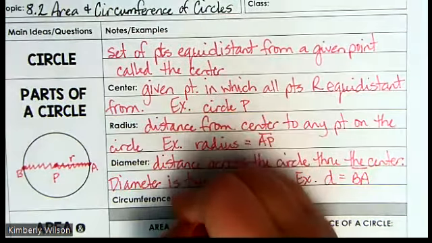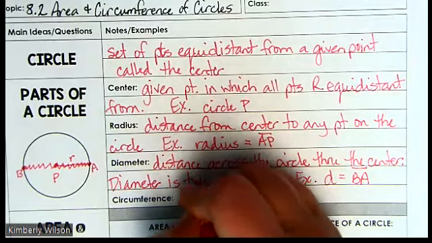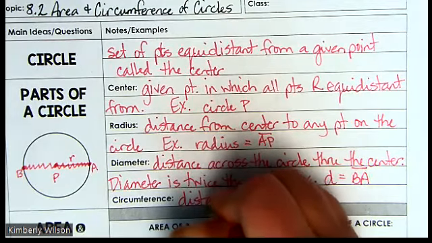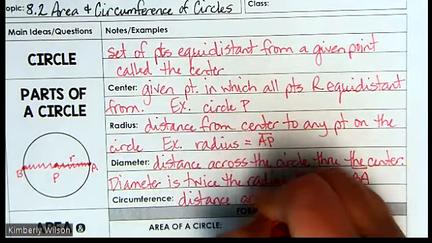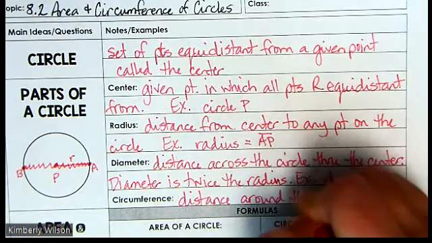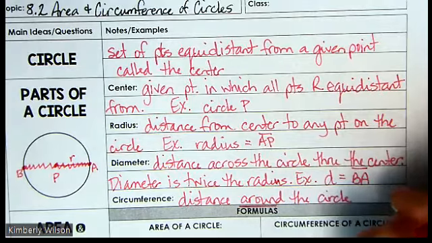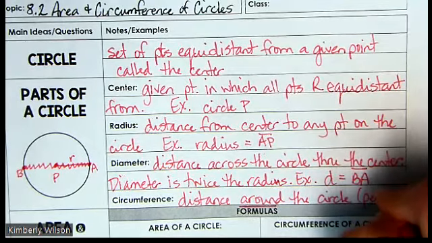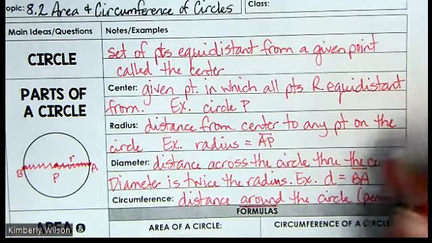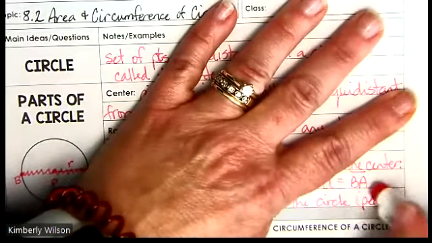The circumference is the distance around the circle. It's just a fancy word for, well, no, it is not perimeter because there's a difference.